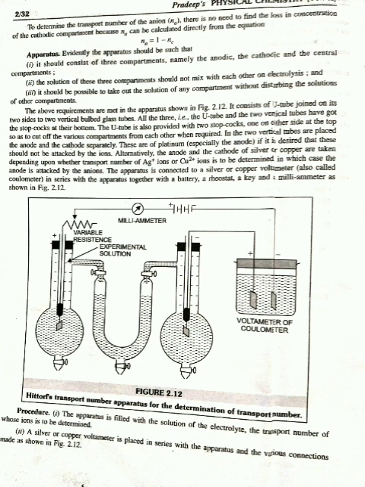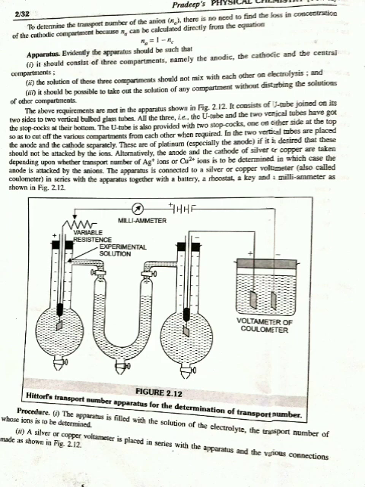Alternatively, the anode and the cathode of silver or copper are taken, depending upon whether the transport number of Ag positive ions or Cu2 positive ions is to be determined, in which case the anode is attacked by the anions. The apparatus is connected to a silver or copper voltameter, also called coulometer, in series with the apparatus, together with a battery, a rheostat, a key, and a milliammeter, as shown in figure 2.12.